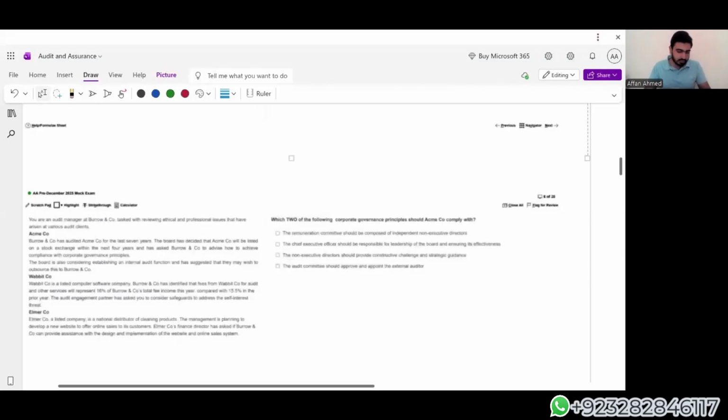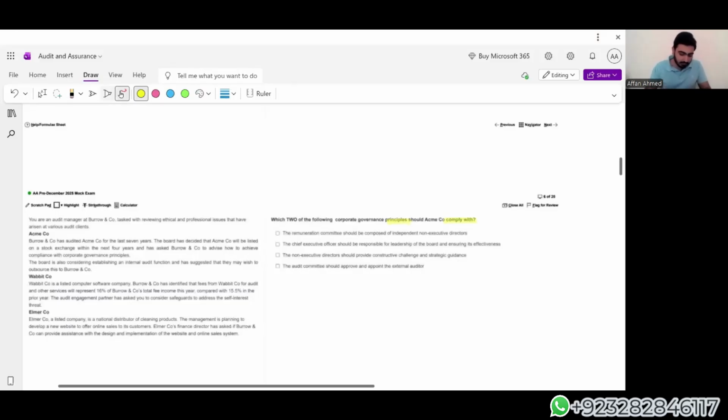Okay, let's move towards our case number two. Now, case number two says the same pattern is to be followed. First, read the question, then go for your case, and then we'll solve it. Which two of the following corporate governance principles should Acme company comply with? Okay, let's see. Now, let's read the case first.